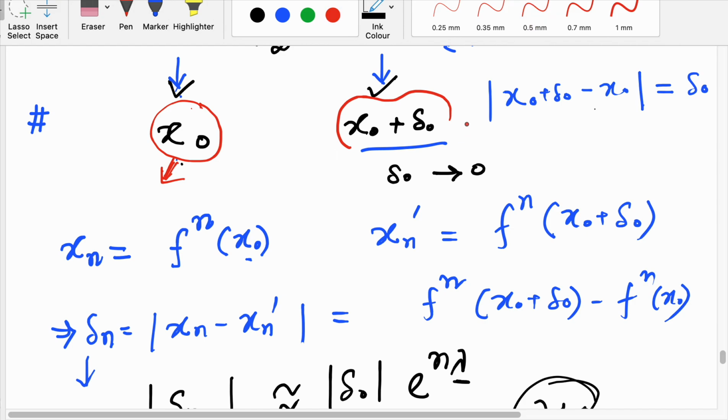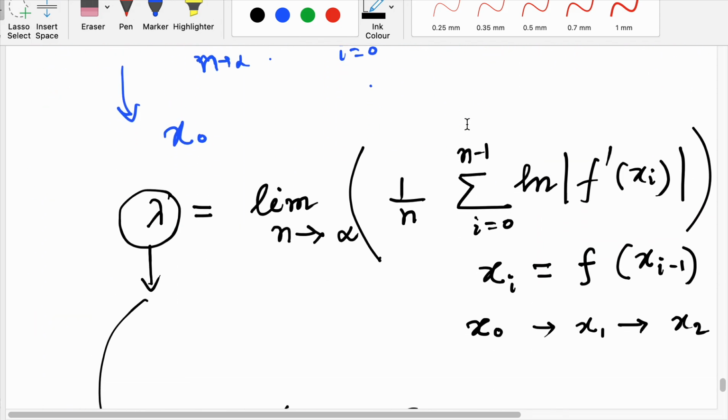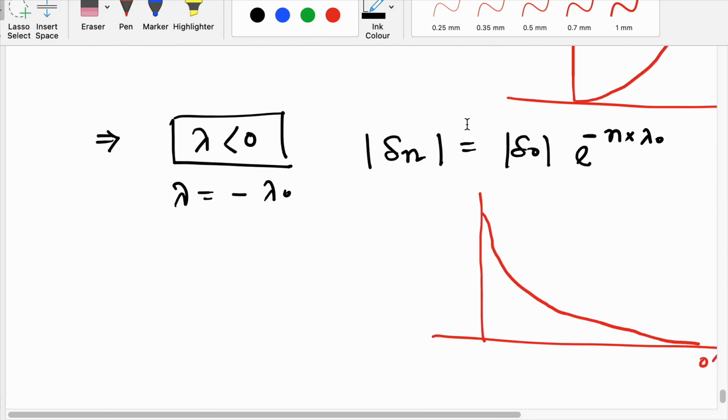Now the question is, if I predict the future from our theory, will it match reality? Yes, indeed, it will match reality if lambda is less than 0, if there is no chaos. If there is no chaos, we know that with time the discrepancy between these two will die out eventually, and we will get the real results.